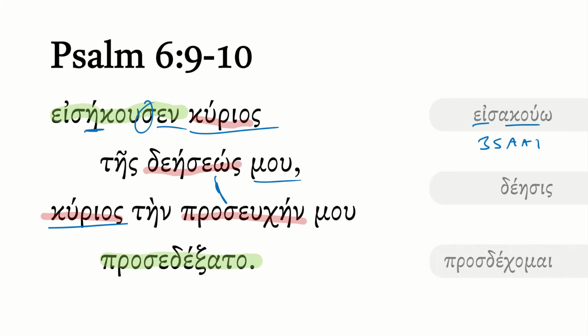This is from προσδέχομαι, or δέχομαι. And the σ here has combined with the sigma of the aorist to make the ξ. You see an -ατο ending and an ε before the δέχομαι. Third singular aorist middle indicative. And so the Lord has received my prayer. So that's the first verse here.